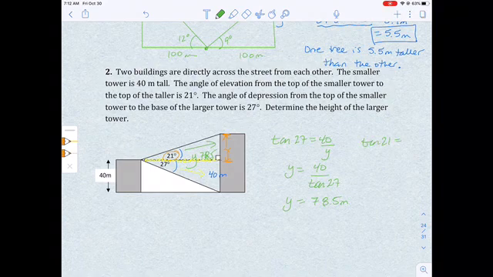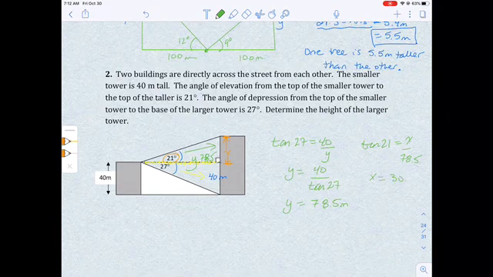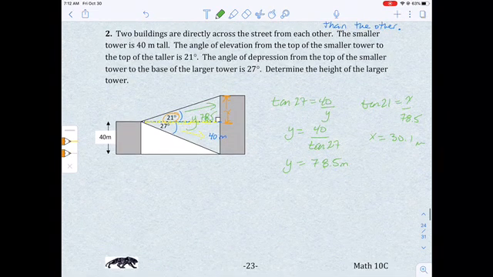The tan of 21 is x over 78.5. And therefore, x is 30.1 meters. And so the total height will be 78.5 plus 30.1, which is 108.6 meters.